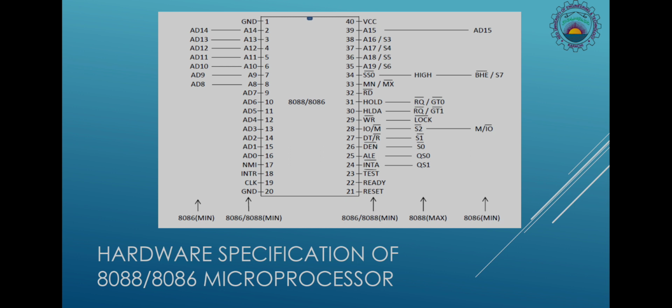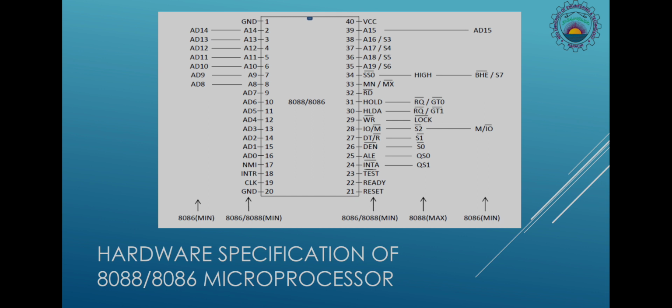In this slide, the chip of 8088 and 8086 microprocessors is shown. The chip is available in dual inline package. So 20 pins per side, total 40 pins are there in the chip of 8088 8086. Pin number 1 and 20 are for ground.